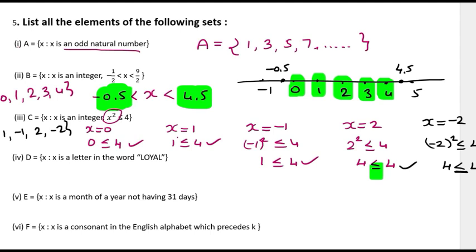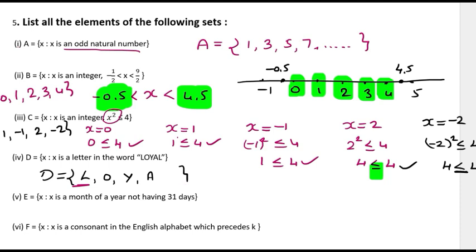Next, D is equal to collection of all x, x is a letter in the word lawyer. D is equal to L, O, Y, A, L. We should not repeat the letters. Only one time we should write.